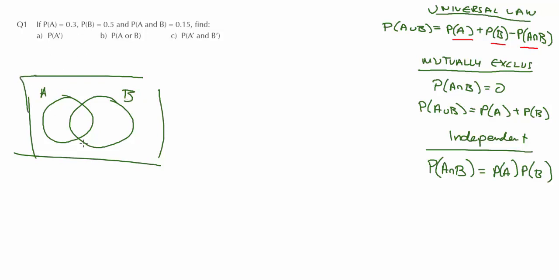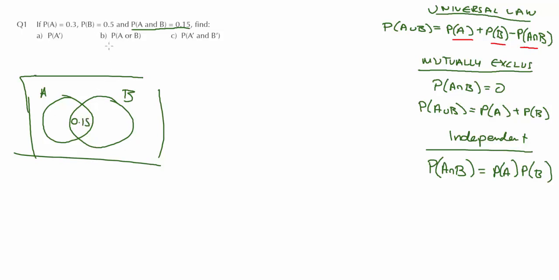Okay, probability A is 0.3, so I know those two add to 0.3. Really can't do much with that. B equals 0.5, I know both of those add to 0.5. Again, can't do much with that just yet. But this one, probability of A and B, the overlap, is 0.15. That's going to help me figure everything out.